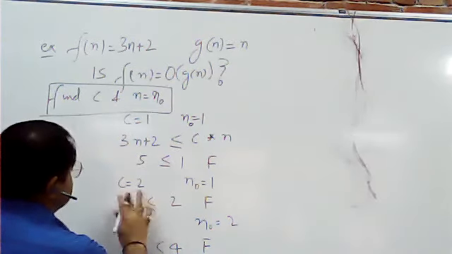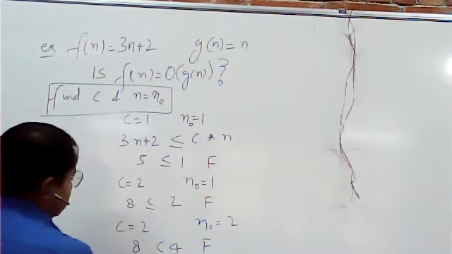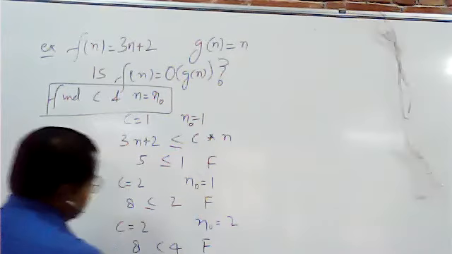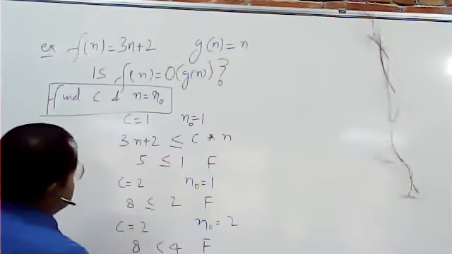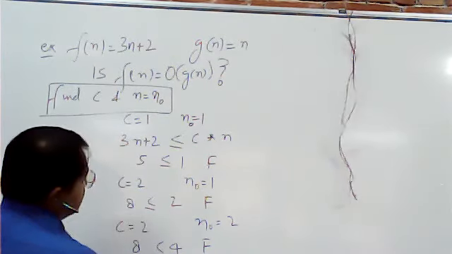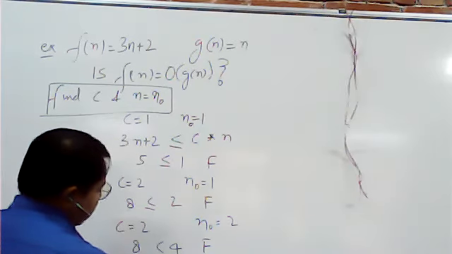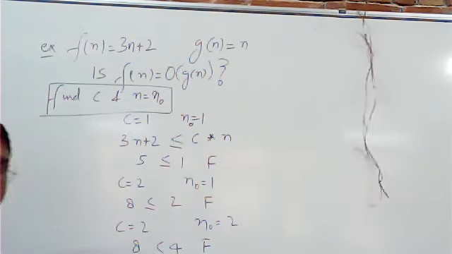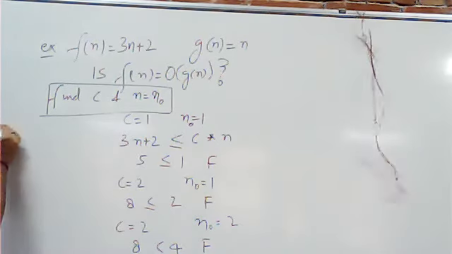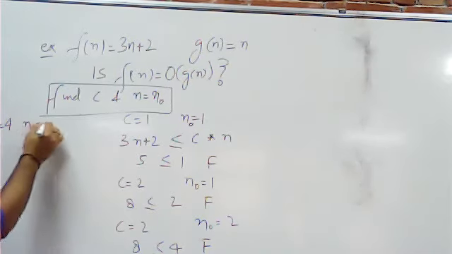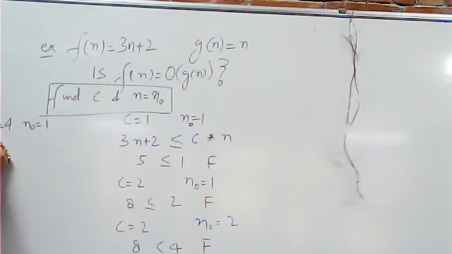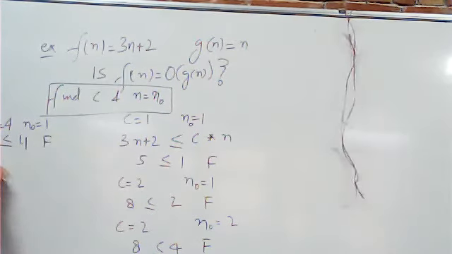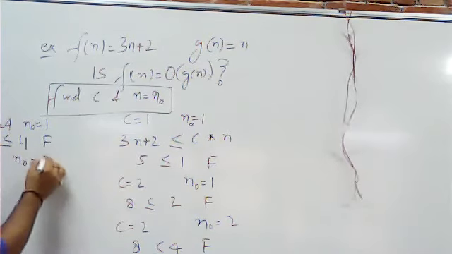Suppose I am taking C is equal to 2 and n naught is equal to, for example, 5. Now if I put it here, 15 plus 2, 17 is less than or equal to 2 into 5, 10, again false. Okay, now suppose I am taking C is equal to 4 and n naught is equal to 1. Let's check. So it's 5 less than or equal to 4. Again false. C is equal to 4 and n naught is equal to 2.